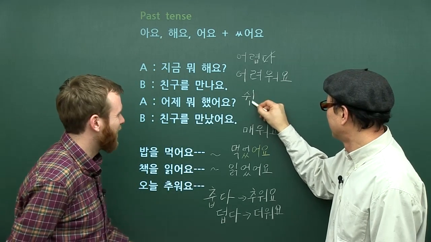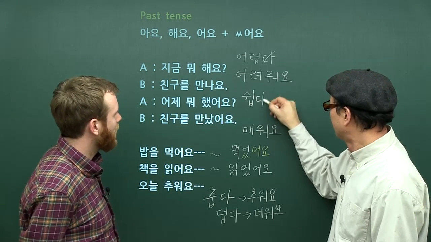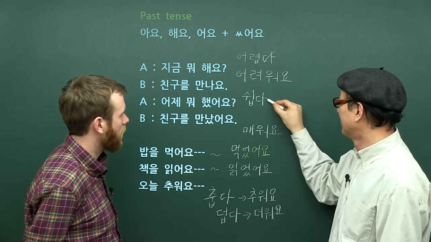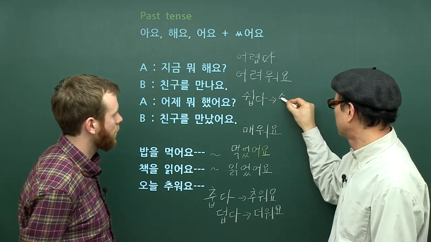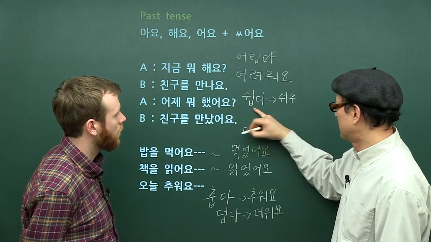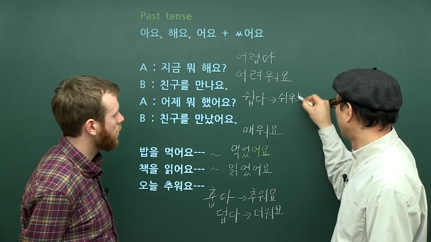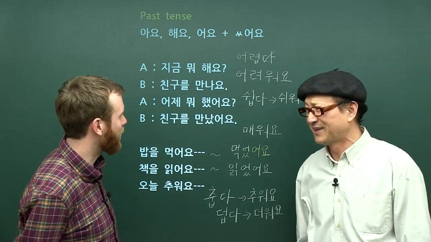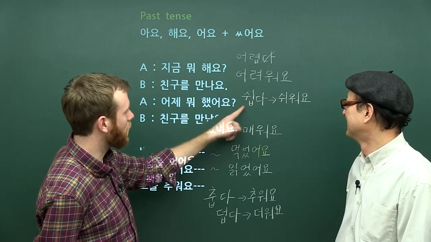감사합니다. No problem. So even 쉽다, to mean easy, 이것도 같아요. 그러니까 same. 그 다음에 우, from this 비읍, and then 어요. 쉬워요. Right. So the opposite of 어렵다 is 쉽다.